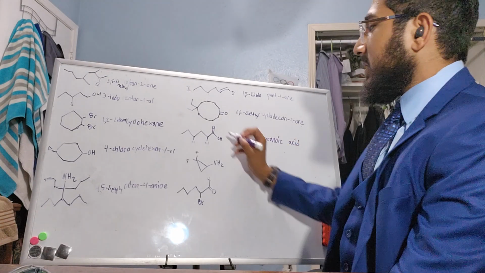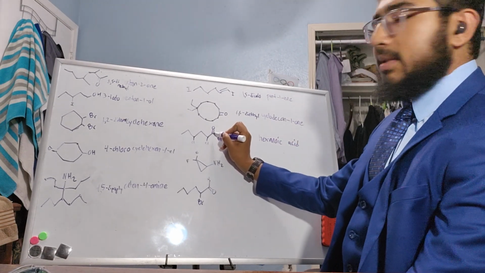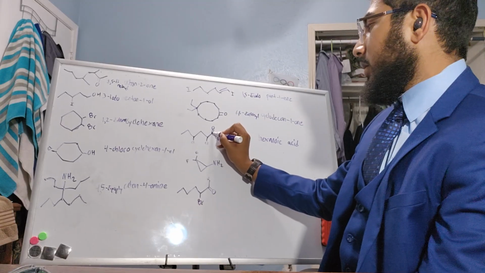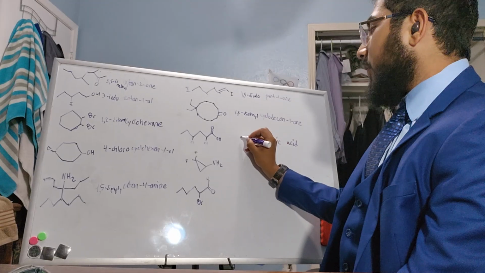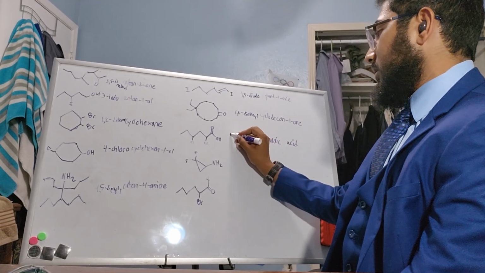And then you would add your substituents. And you count from the carboxylic acid because it has the higher priority. So 1, 2, 3, 4. So 2,4-dichlorohexanoic acid.